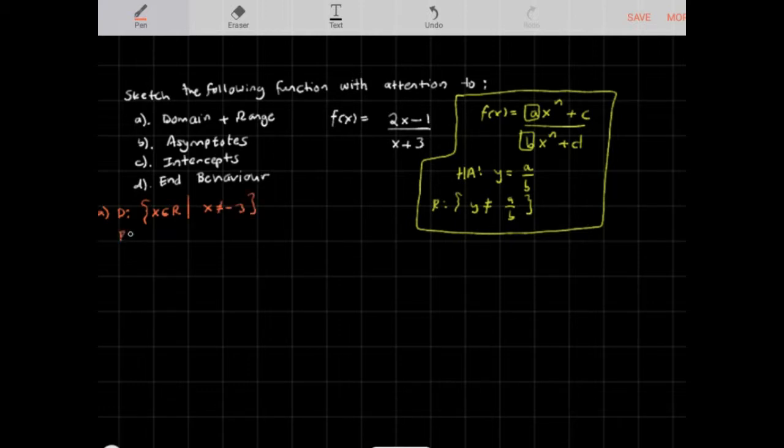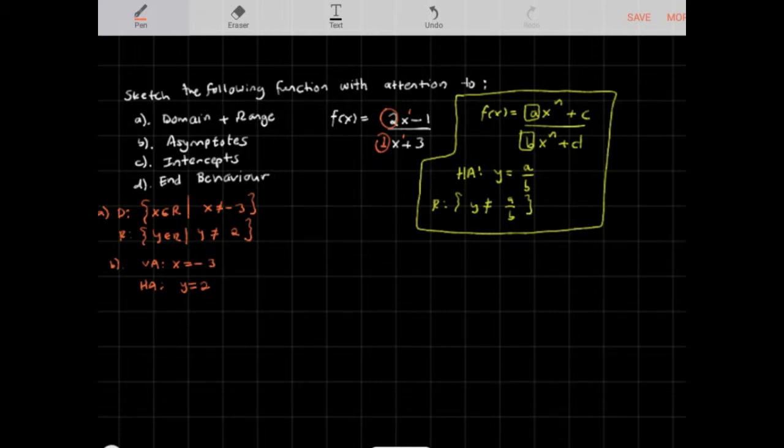And the range here is basically y belongs to all real numbers, but in this case y cannot equal a over b. Well, a here is 2, b here is 1. We look at the coefficients on the degree, and in this case it's 2 divided by 1, so y cannot equal 2. Using this notion, we can determine our asymptotes. The restriction on the domain is going to be our vertical asymptote, which occurs when x is equal to -3, and the horizontal asymptote occurs when y is equal to 2. So those are our two asymptotes.